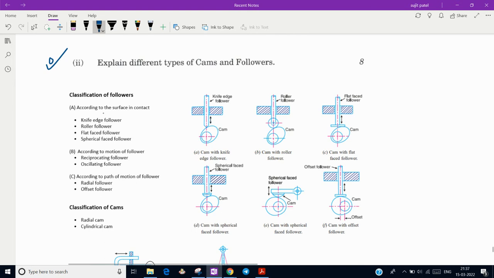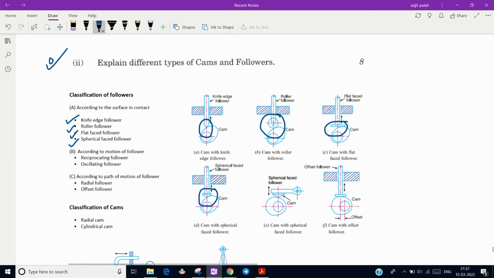First one is based on the surface of contact. So there is a knife edge follower, roller follower, flat faced follower and spherical faced follower. And here is a figure. This is a knife edge follower, and it looks like this. The roller follower has a roller attached to it, and this is a flat faced follower, and this is a spherical faced follower.